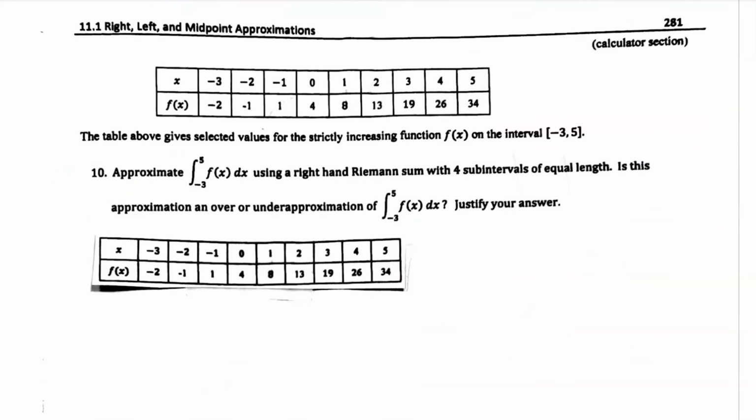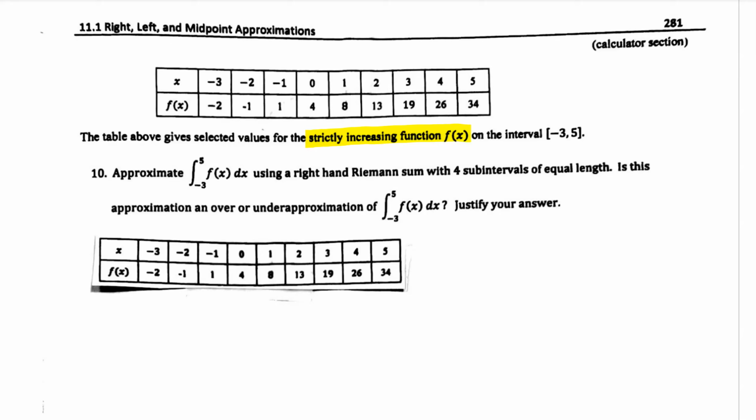Moving on to number 10. We've got a different style question here. It says, the table above gives selected values for the strictly increasing function f of x on the interval -3 to 5. Kind of interesting they told us that. We may or may not need that fact. Next up, it says approximate the definite integral from -3 to 5 using a right-hand Riemann sum with 4 subintervals of equal length. Is this approximation an over or under approximation of the true integral? And justify your answer.